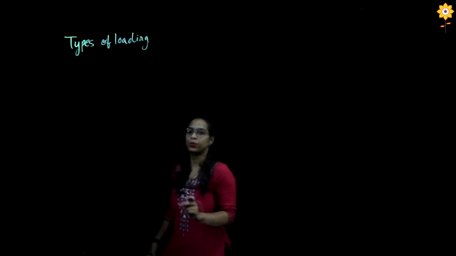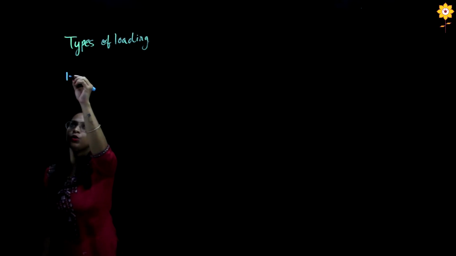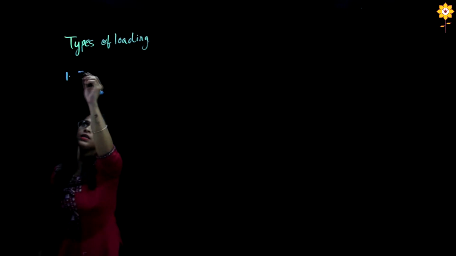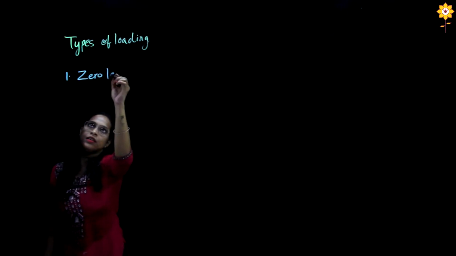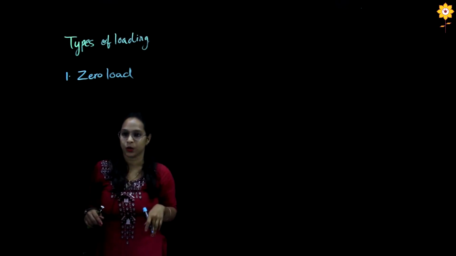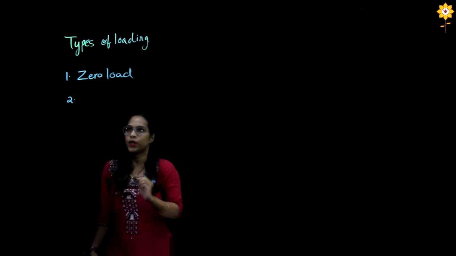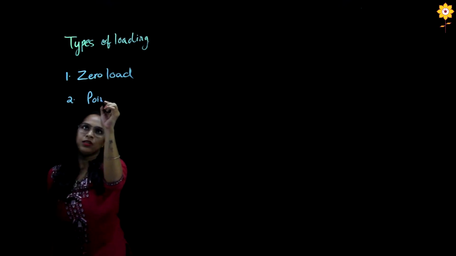So next, we'll be looking at types of loading. There are in total four kinds of loading. One is zero loading, the zero load condition, that is, there is a beam and there is no load acting on it. The second one is a point load.